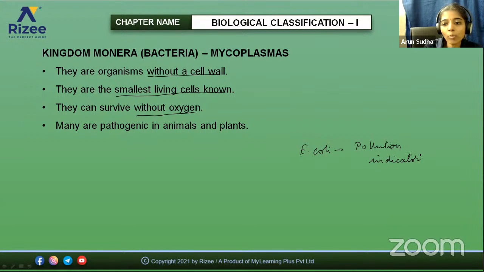That is, if more bacteria are present in the water, then we can say that there are more pollutants. So it is a pollution indicator, and also Pseudomonas putida is involved in the degradation of oil. There are many other commercial or industrial applications of bacteria. They play a diversified role.